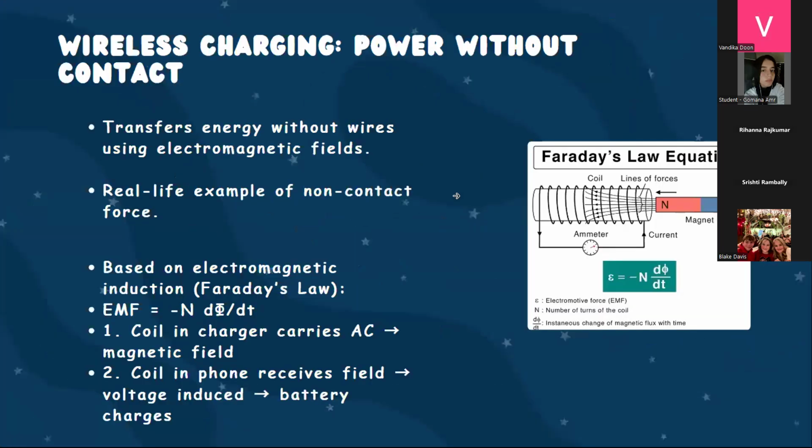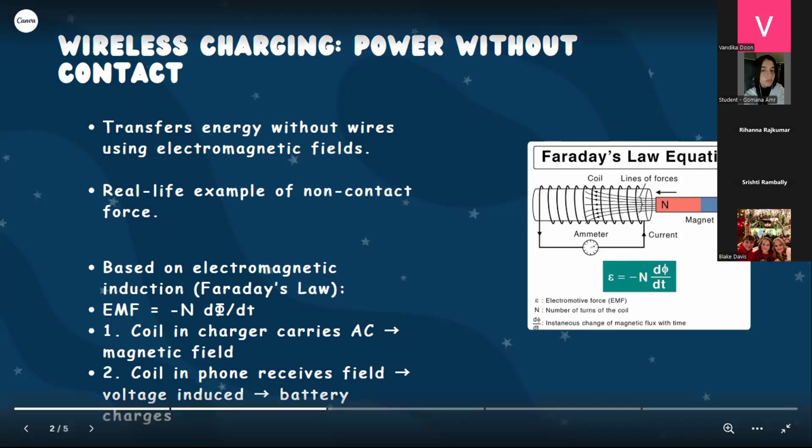Wireless charging works through a process called electromagnetic induction, based on something called Faraday's law. This law says when a magnetic field changes near a coil, it creates an electric voltage. The formula is EMF equals negative N dΦ/dt. I can explain it. EMF is the voltage created, N is the number of turns in the coil, and dΦ/dt is how fast the magnetic field is changing.